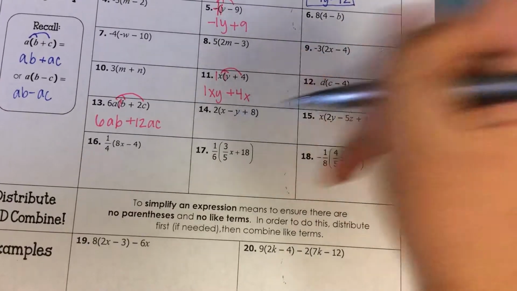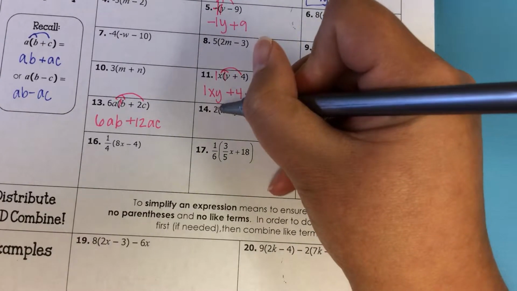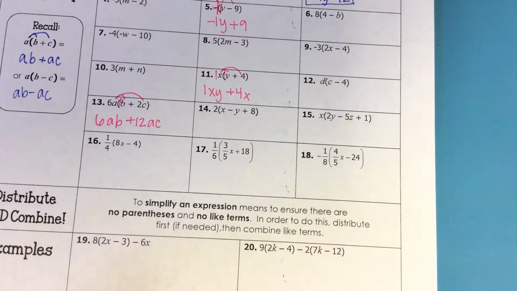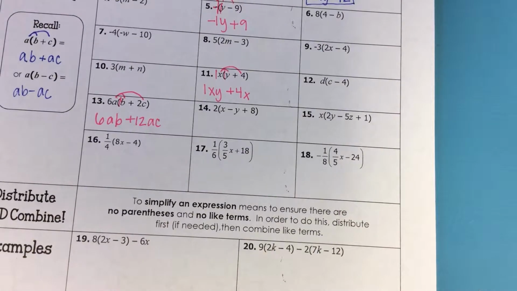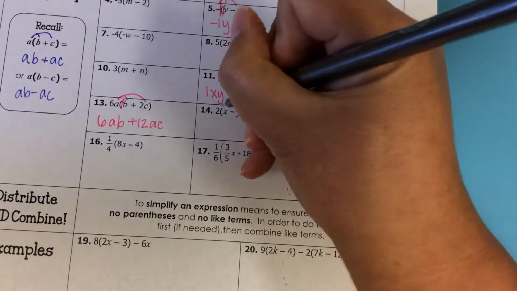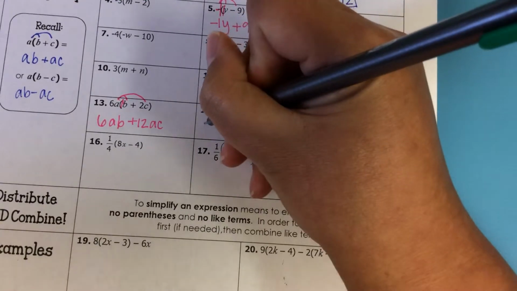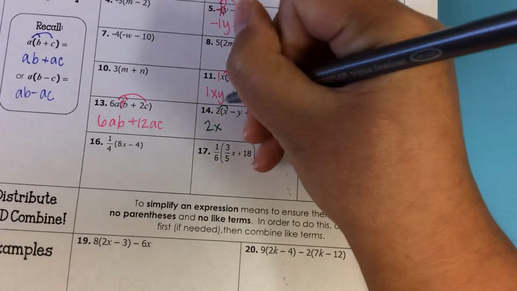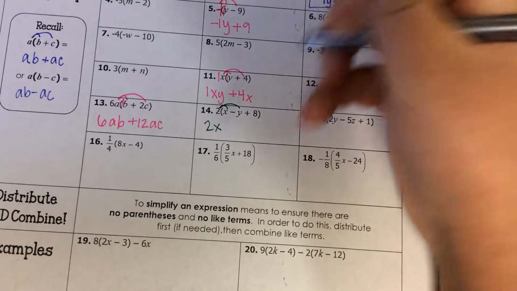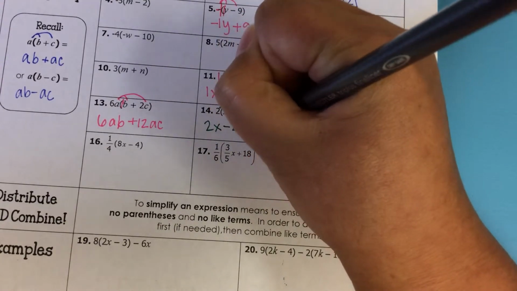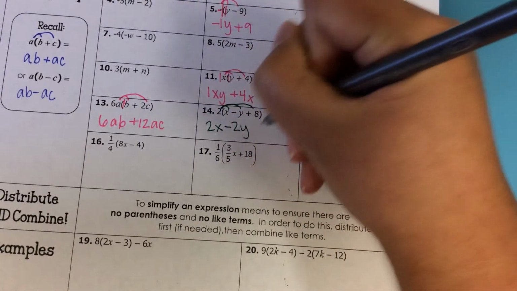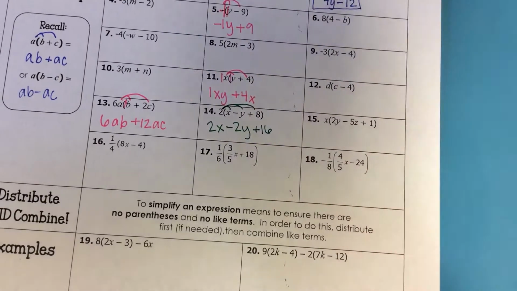Okay, on number 14, just like everything else, we multiply through the parentheses. Since there's 3 terms inside the parentheses, we need to multiply to each of those terms. So I've got 2 times x makes 2x. 2 times minus y makes a minus 2y. And then 2 times 8 makes a 16.